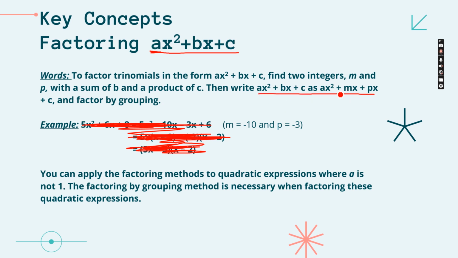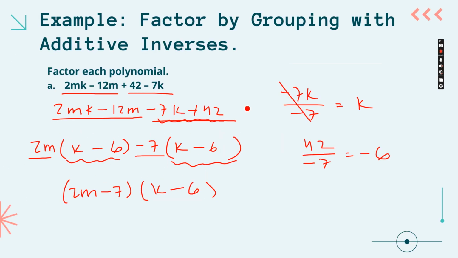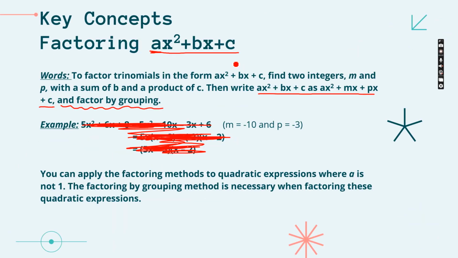ax squared plus mx plus px plus c, and then we would factor by grouping at the very end. So kind of like what we had previously when we did factoring by grouping alongside additive inverses, right? But we're kind of combining both the first video and the second video together to do this.